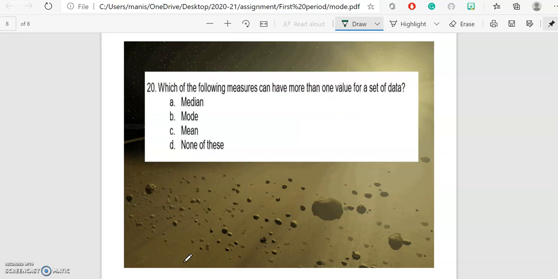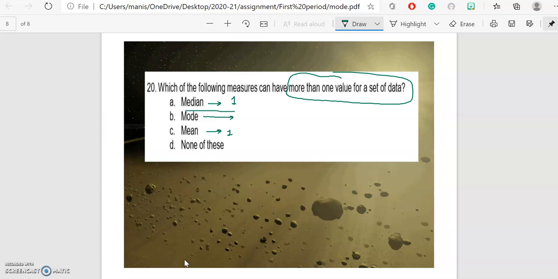Which of the following measures can have more than one value for a set of data? More than one value for a set of data. So when we look at median, how many answers do we get? Median is the number in the middle, only one answer we get. But this question is asking for more than one value. What about mean? Mean is: add all the numbers and divide by how many there are. How many answers do we get? Only one. But for mode, we can have more than one answer.